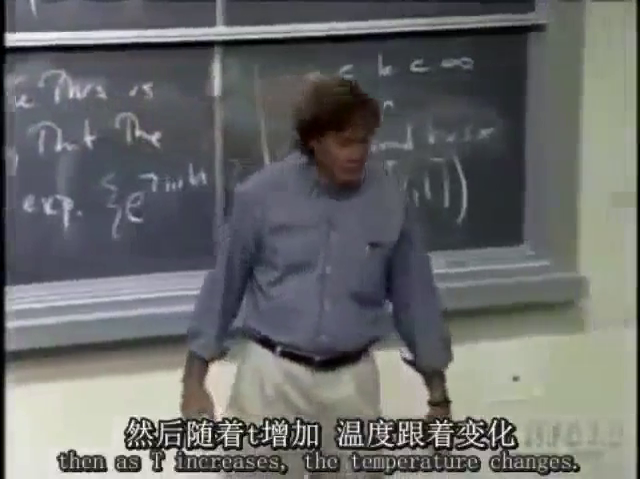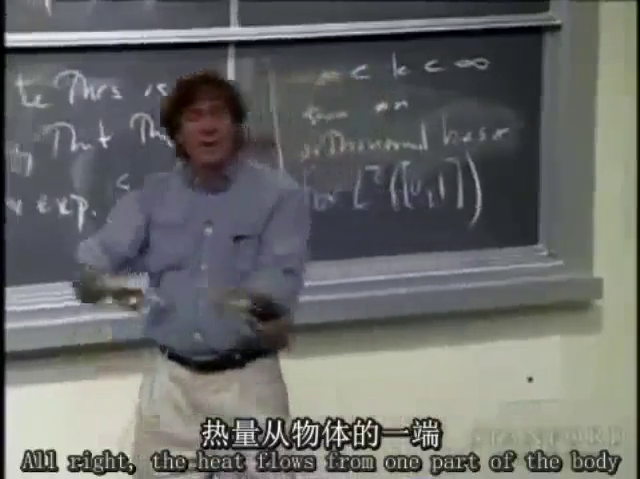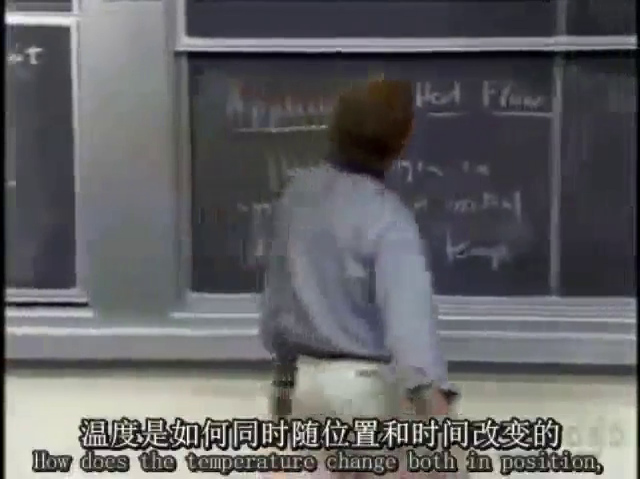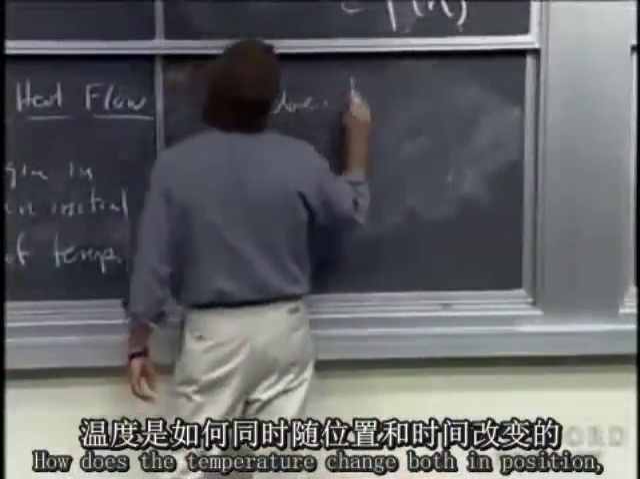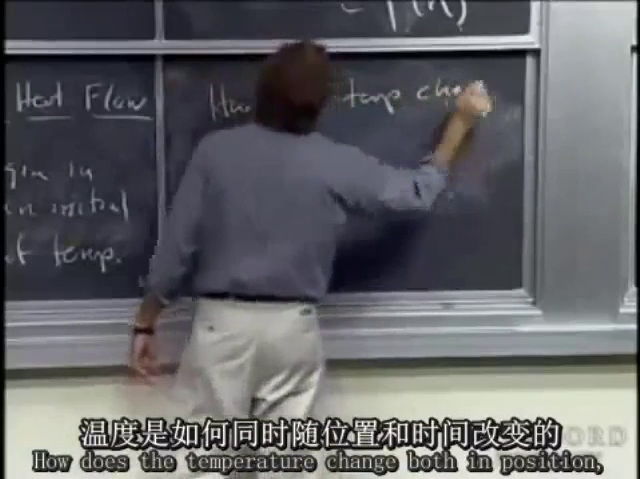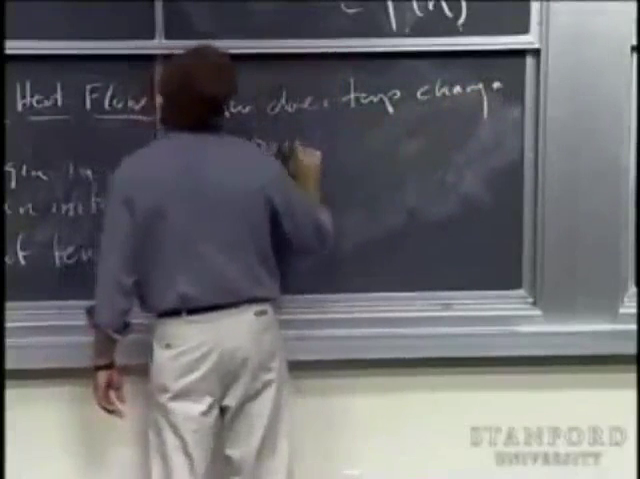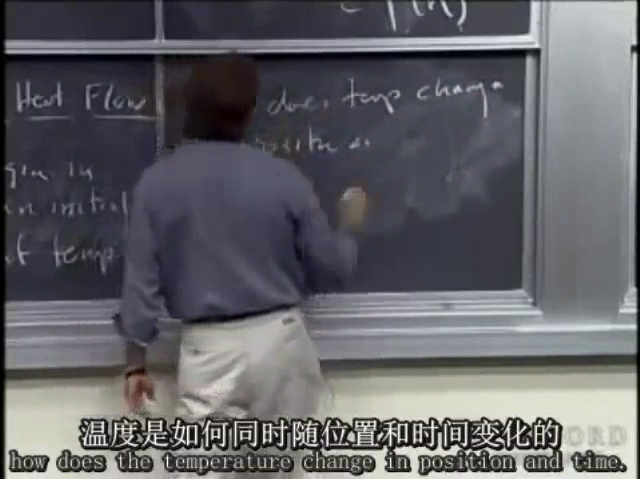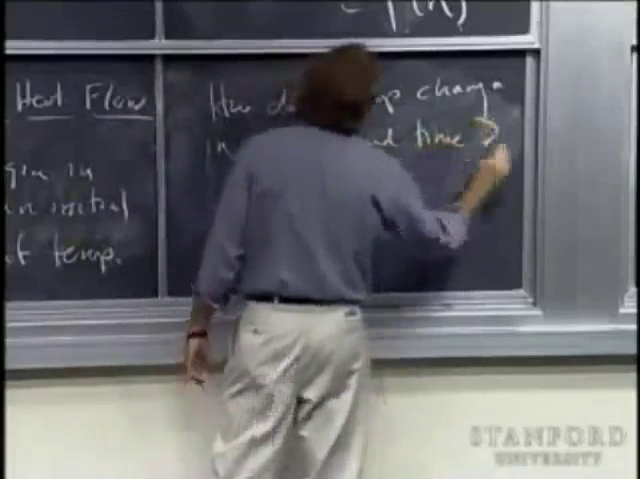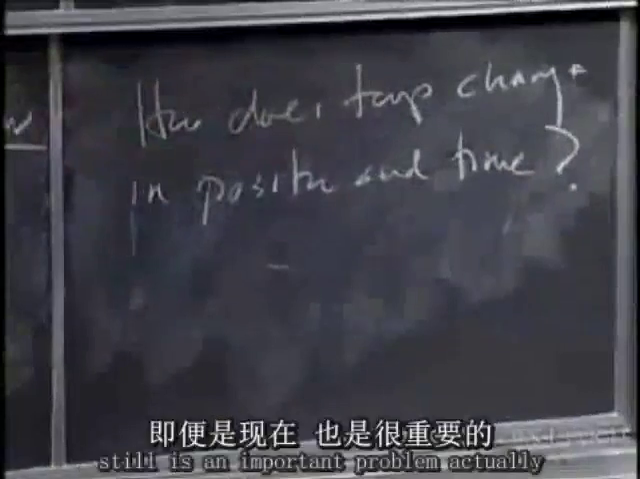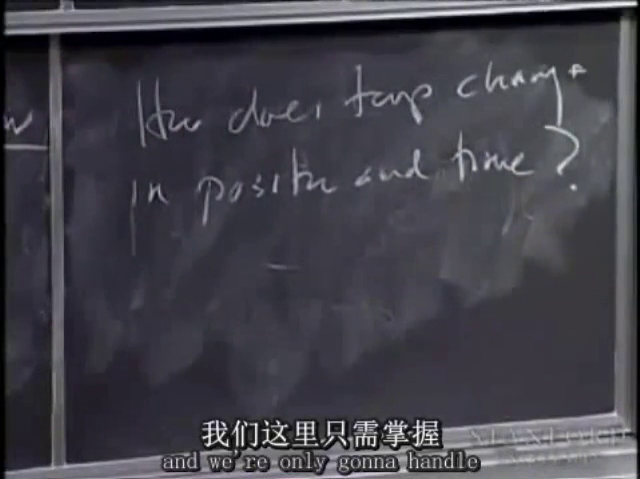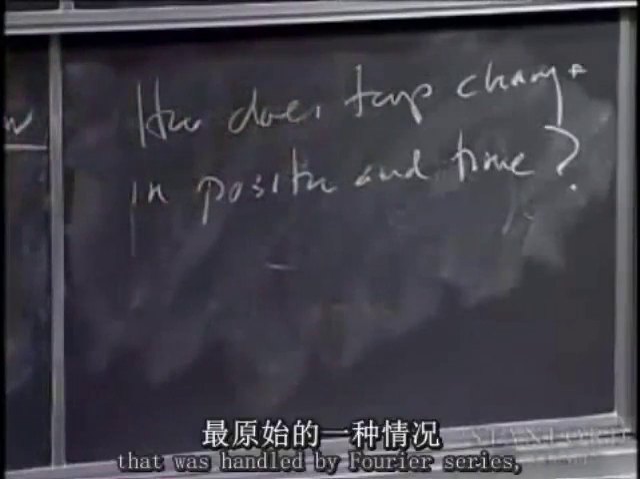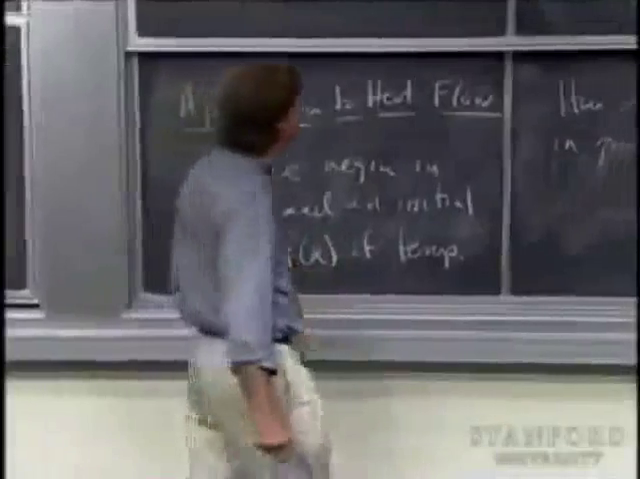Then as t increases, the temperature changes. The heat flows from one part of the body to another part, and you want to know, how is that governed? How does the temperature change in position and time? This was an important problem, and still is. We're only going to handle one very special case of it, the original case that was handled by Fourier series, the problem that Fourier studied.